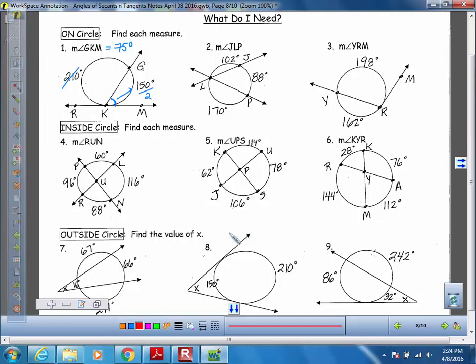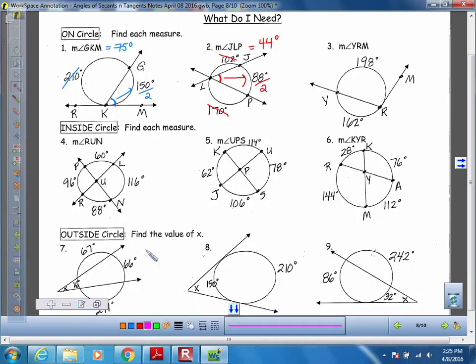Okay, let's try one more of those. So in number 2, they want us to find angle measure JLP. So JLP would be this angle here. Which two arc measures do I not need? 102 and 170, because we know this is pointing to the 88. So we would half this, and our angle measure would be 44.